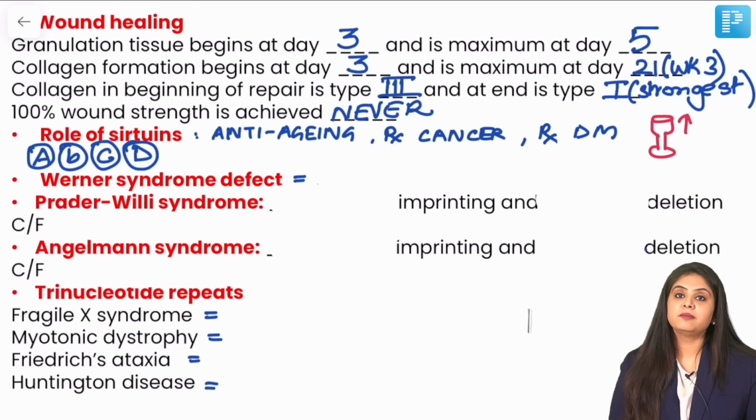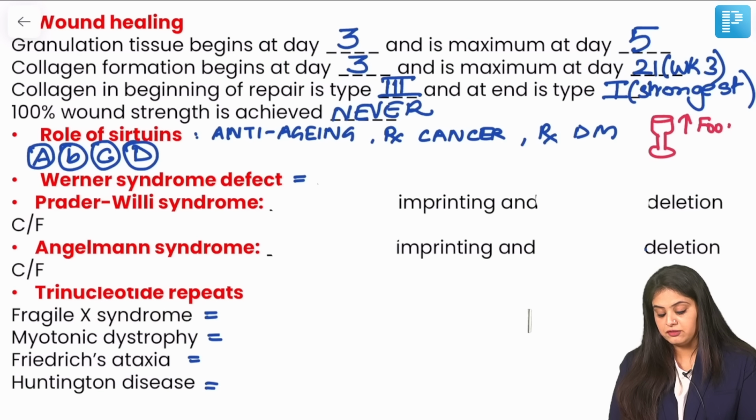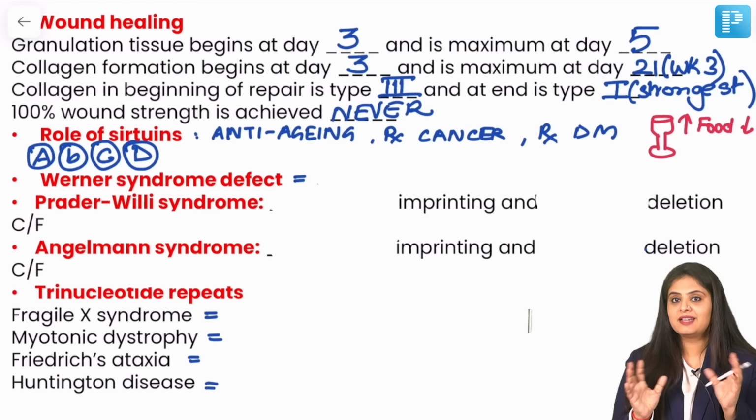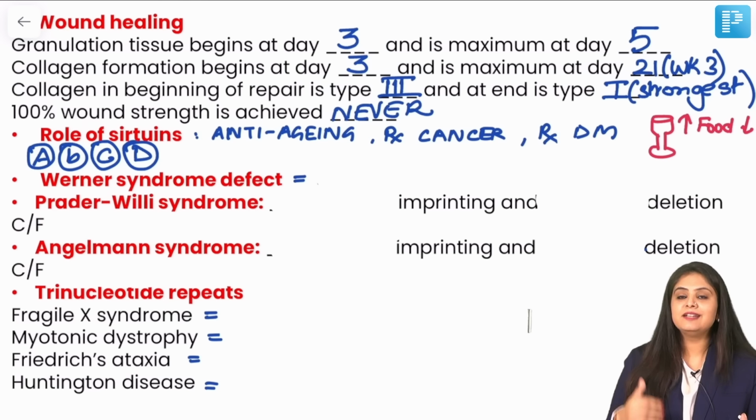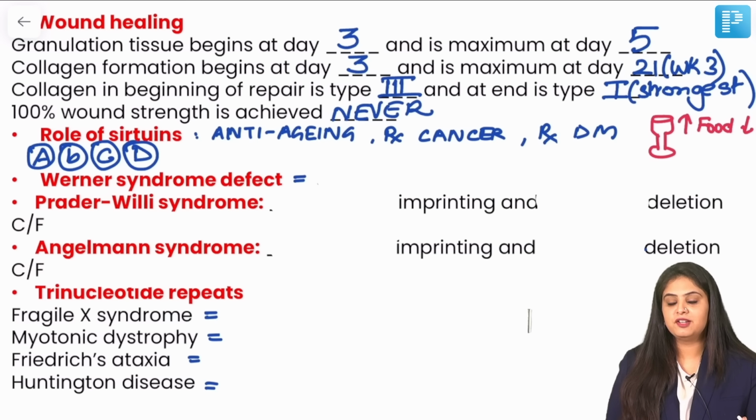By increased consumption of red wine and by having less food. So eat less, drink more, if that can be a very fun way of learning. Eat less, drink more, and then sirtuins will increase in your body.